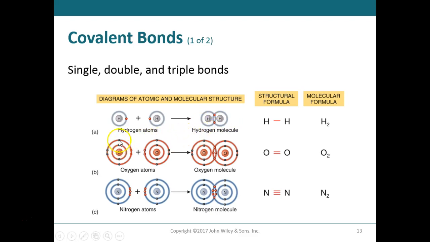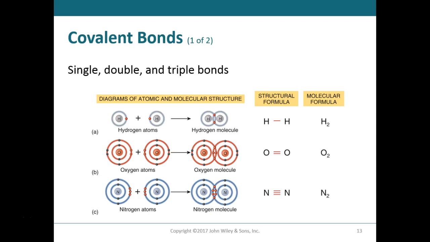With oxygen, you see 1, 2, 3, 4, 5, 6 valence electrons in each oxygen atom. So if they both share 2 electrons, then both atoms have a full valence shell with 1, 2, 3, 4, 5, 6, 7, 8 electrons. So that is a stable molecule. And the same thing with nitrogen, which is an example of sharing 3 valence electrons.